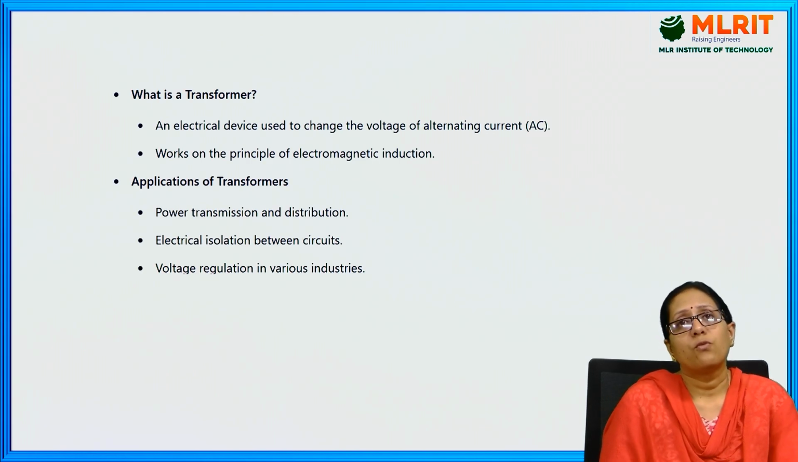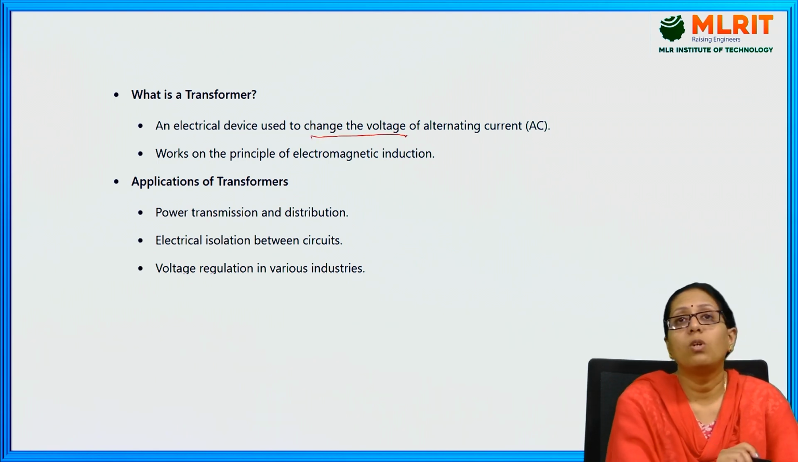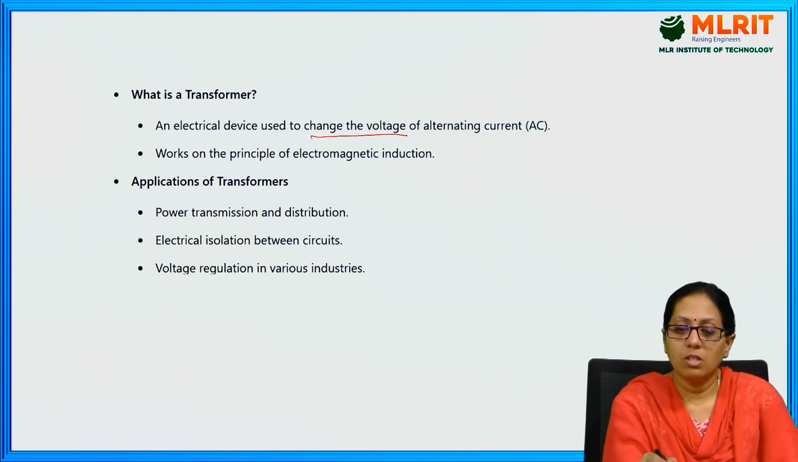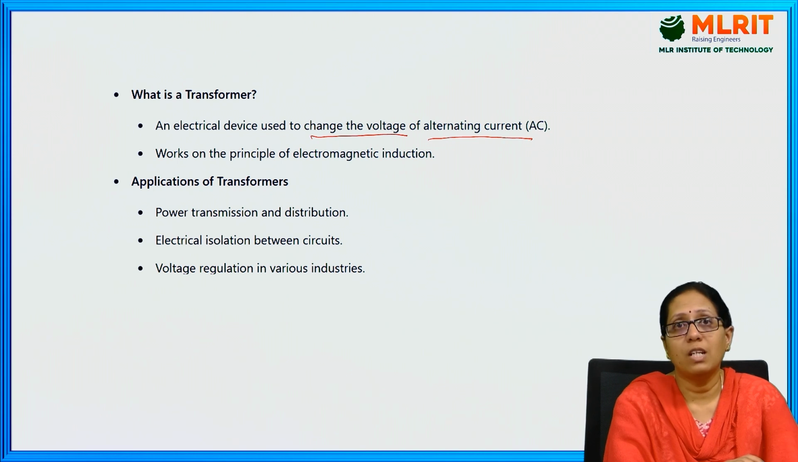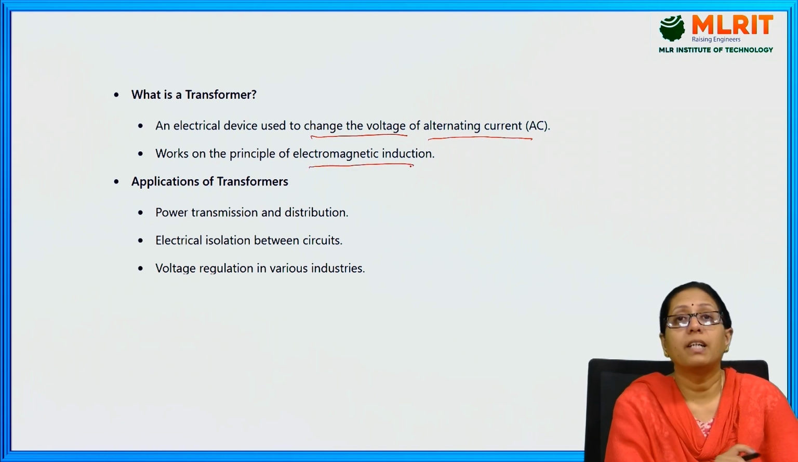What is a transformer? It is an electrical device which is used to change the voltage, that is alternating current, AC voltage. Transformer works for only AC voltage. It is used for changing the voltage. It works on the principle of electromagnetic induction.